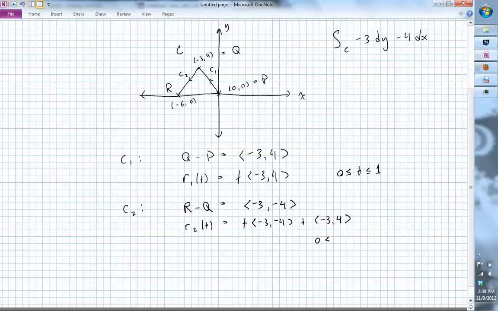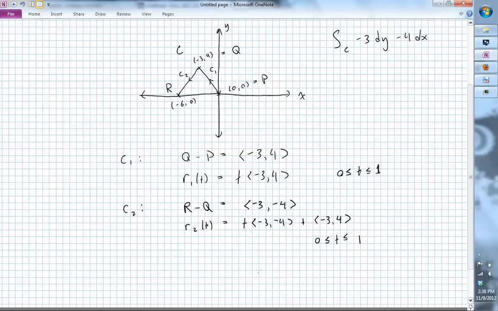Good. And I'm at the end when t is 1. Why are those parameter values, those parameter ranges important? I need those for the limits of integration, ultimately. So it's really important that you pay attention to what those parameter values are. So here are the two parameterizations.